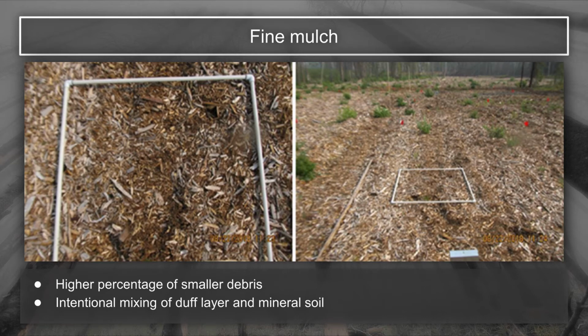A high-intensity mulch treatment thoroughly mulched all vegetation and mixed this with the duff layer. This resulted in a fine mulch fuel layer with a higher percentage of smaller debris and a greater extent of mixing with duff and some mineral soil.